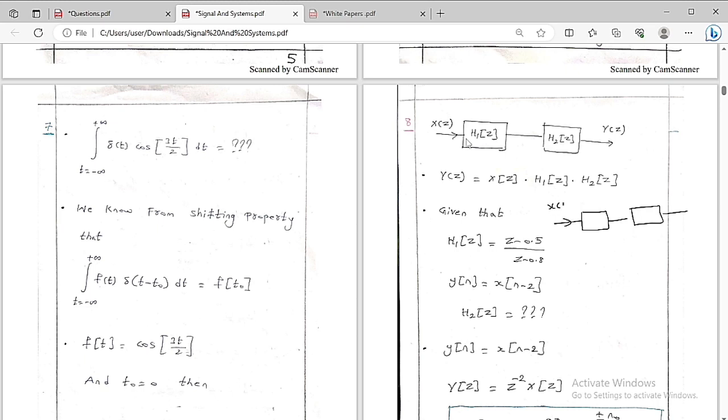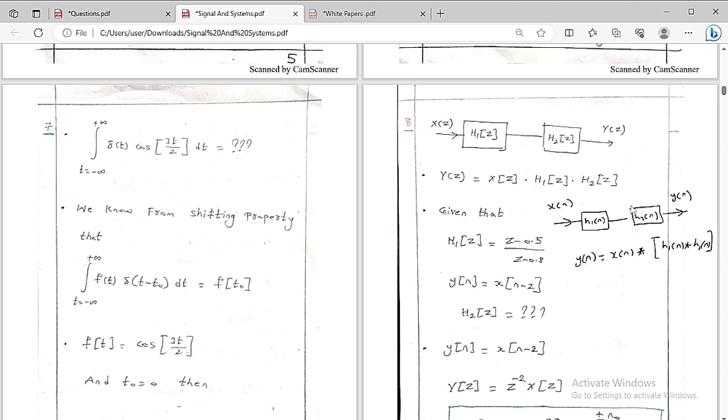So this is x of n, this is h1 of n, this is h2 of n, and this is y of n. But if you want to write it in the z domain, then we are going to write x of z, h1 of z, h2 of z, and y of z. And you know, if you want to write it using convolution, then what is the output? y of n is equal to x of n convolved with h1 of n convolved with h2 of n. I have already told you this.